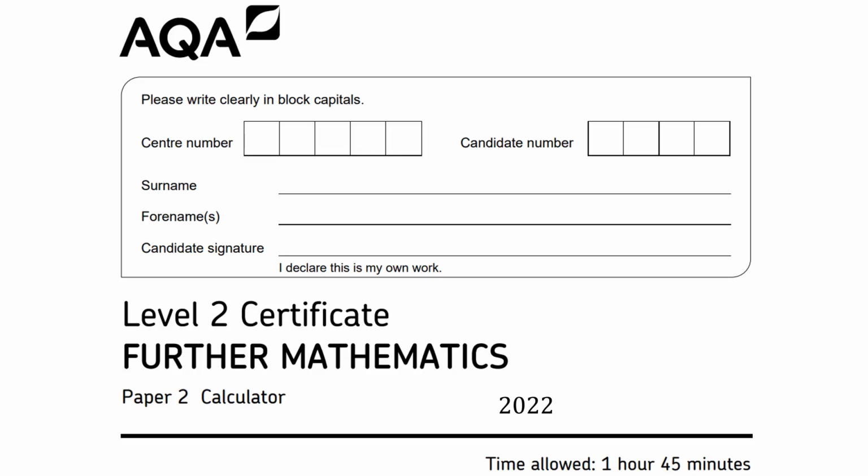This is the 2022 AQA Further Maths GCSE Paper 2. It's 100 marks, I think, and it's an hour and 45 minutes.